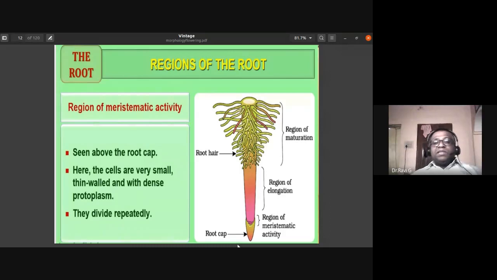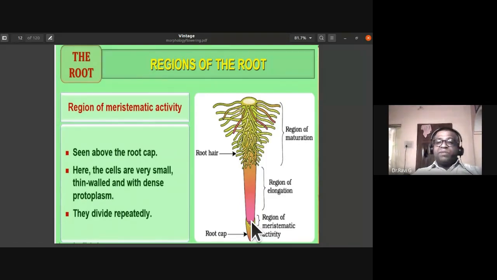See the region of meristematic activity. It is seen above the root cap. Here the cells are very small, thin walled, and have dense protoplasm. So they are an undifferentiated mass of rapidly dividing cells. That is meristem. So meristem tissue is formed. Meristem tissue can also be called an undifferentiated mass of rapidly dividing cells.